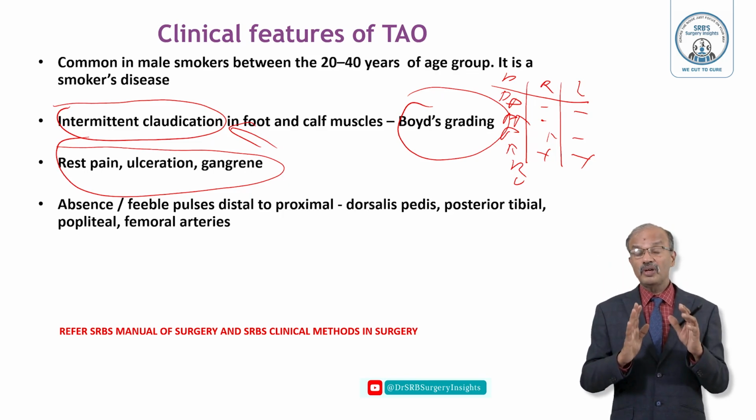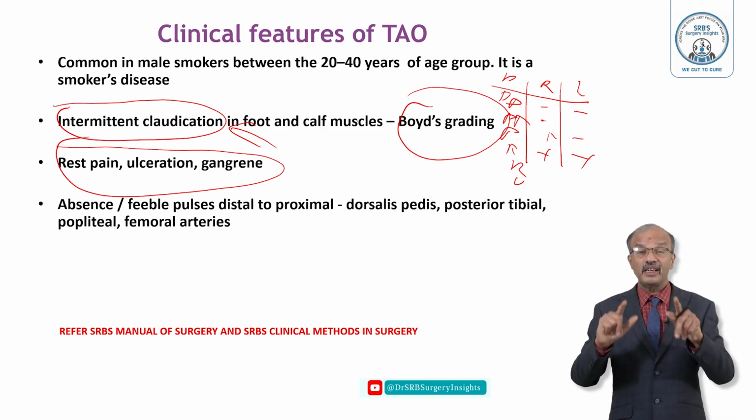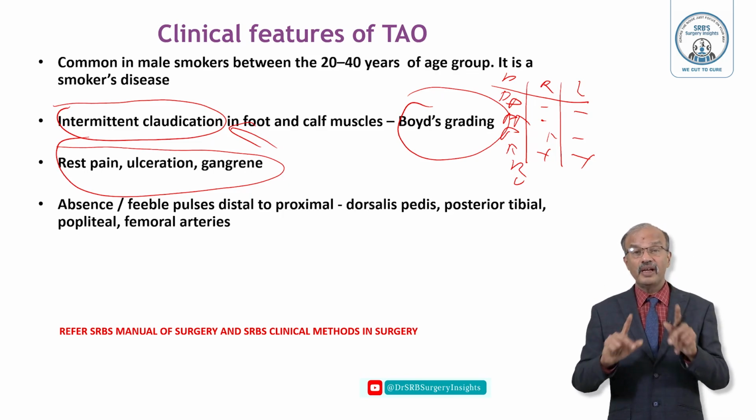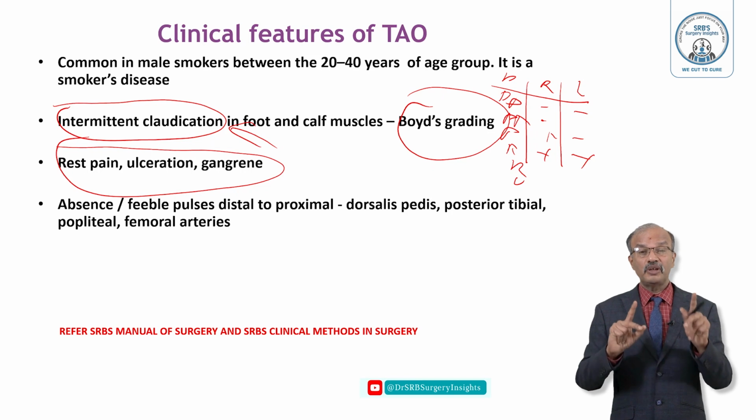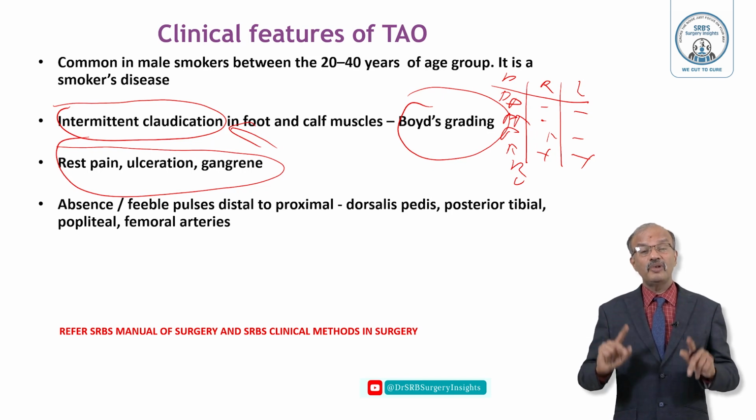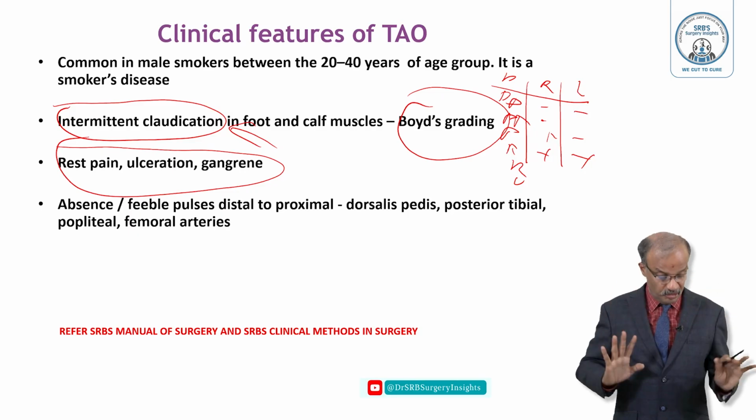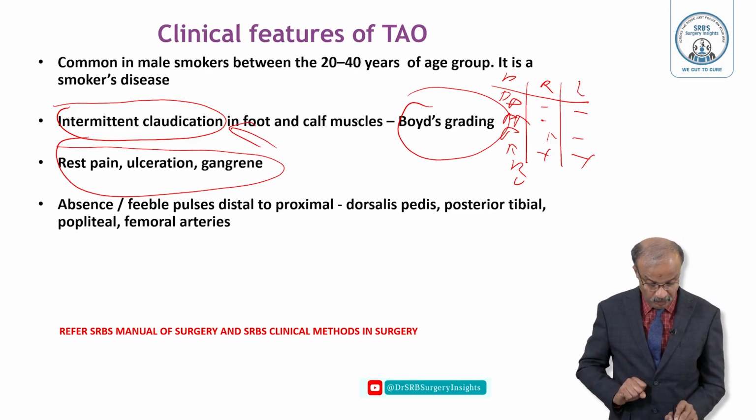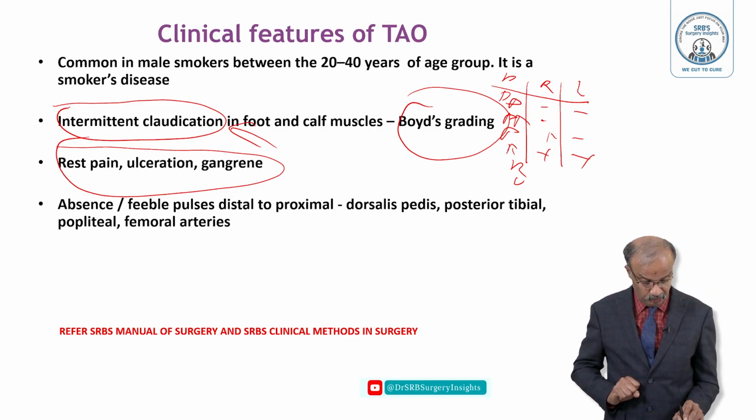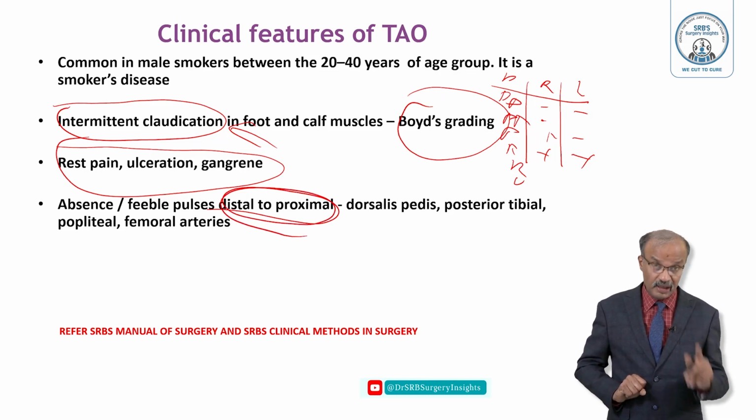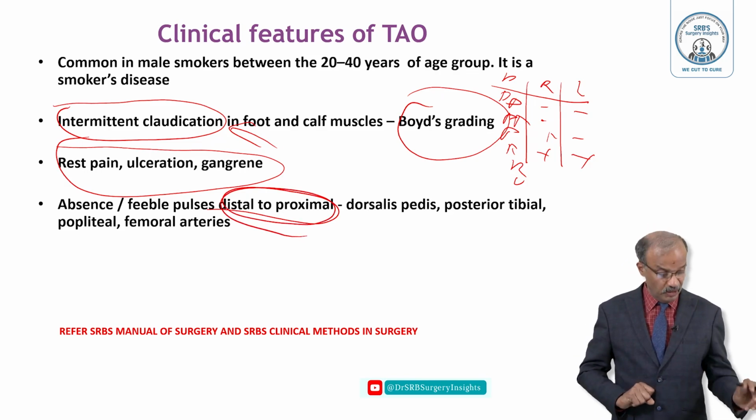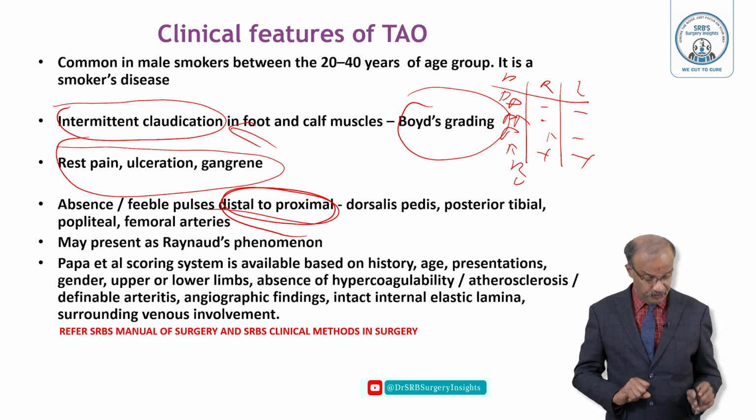So you have to know how to palpate all these vessels, over which bone you have to palpate, and you have to always write in the case sheet in tabular form: right, left, pulses, dorsalis pedis, posterior tibial, popliteal, femoral, brachial, axillary, subclavian, carotid, superficial temporal artery. Absent or feeble pulse, distal to proximal, I already told, most important thing. Not proximal to distal unless it is a specific upper limb ischemia as such. May present as Raynaud's phenomena.